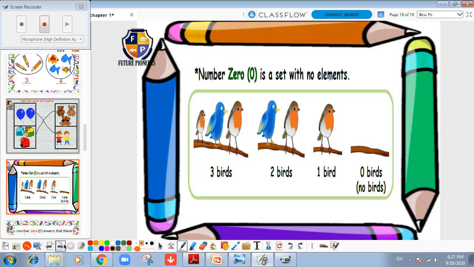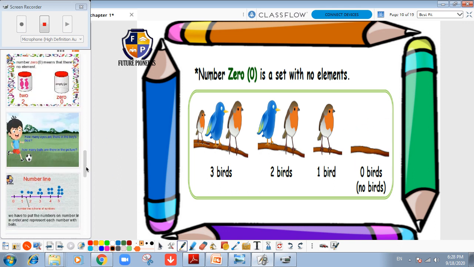Number 0. The very important note. Number 0 means a set with no elements. Here I have 3 birds: 1, 2, 3 birds. 2 birds, 1 bird. Do you see here any birds? No. So I have 0 birds. No birds. This is the concept of 0.